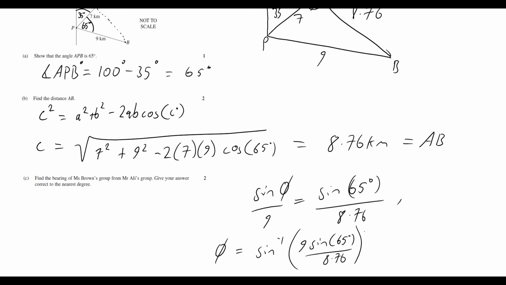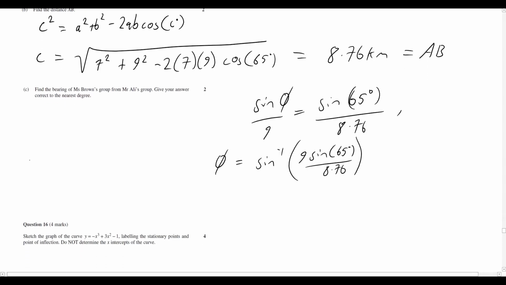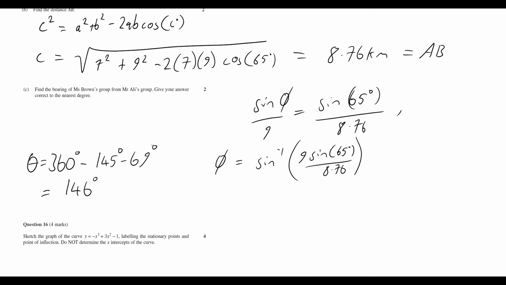So now when we actually compute that, we get that phi to the nearest degree is going to be 69 degrees. Okay, so now all we need to do is figure out theta. So theta is simply going to be equal to 360 minus 145 minus 69. So we can therefore say, down the bottom here, that theta equals, as I've said, 360 minus 145 minus 69 degrees. And make sure these are all degrees. And then that is equal to 146 degrees. And that's question 15, all done.